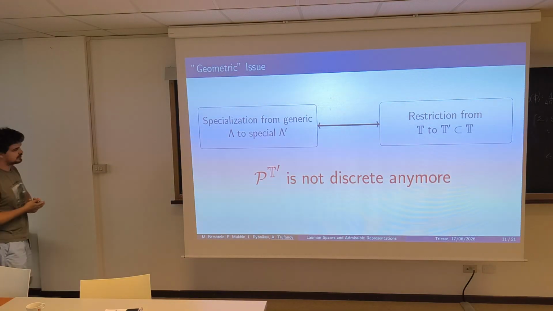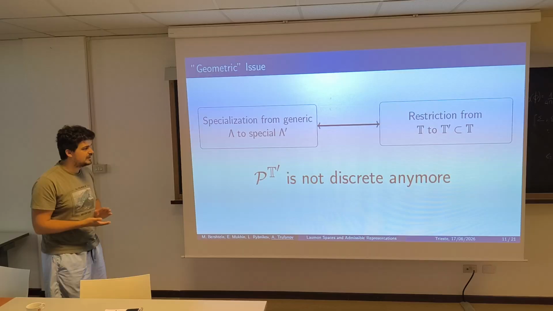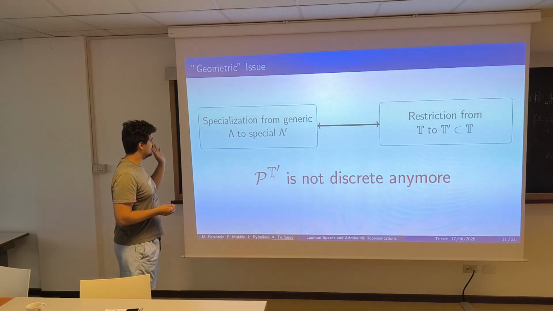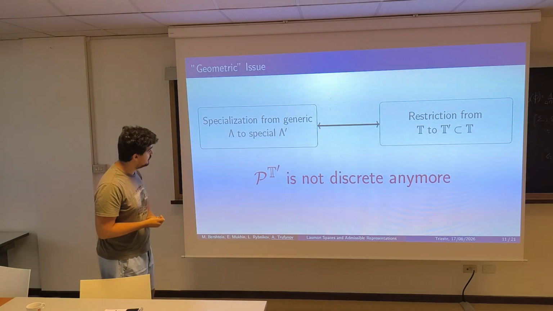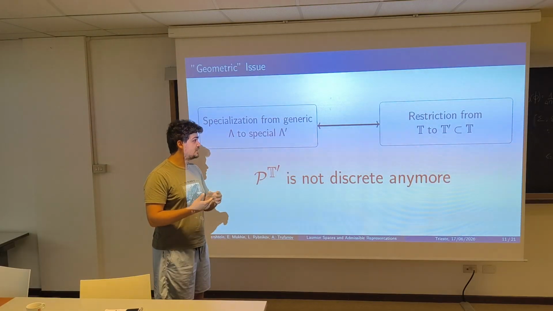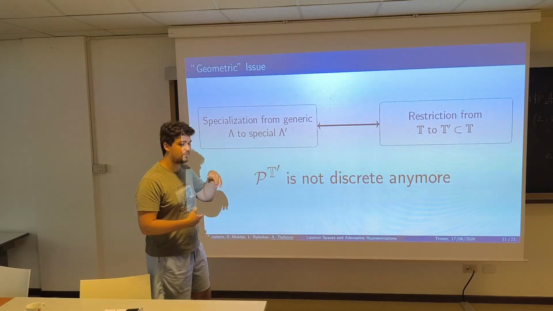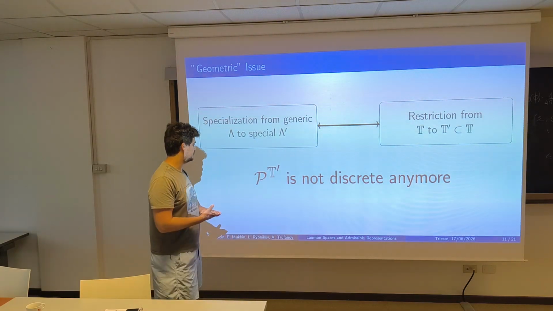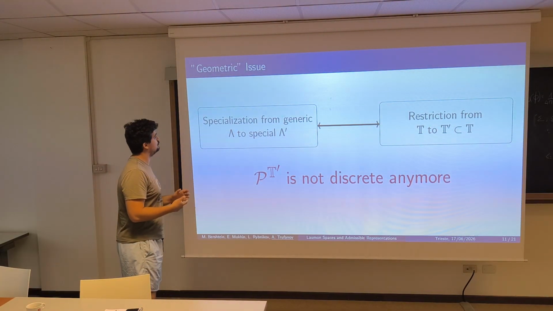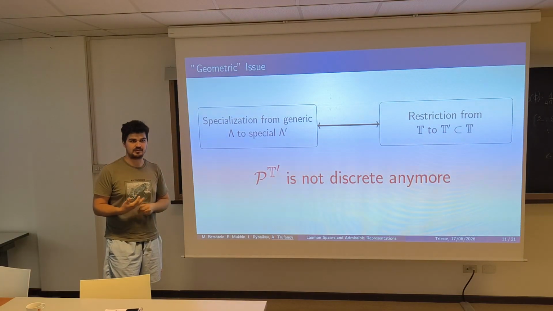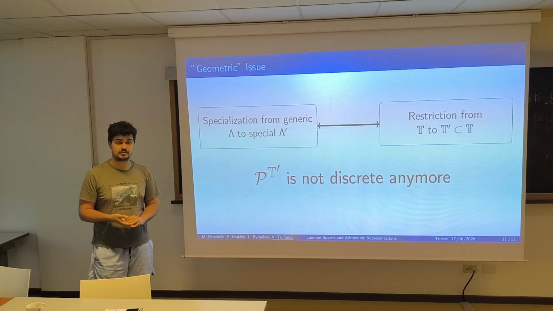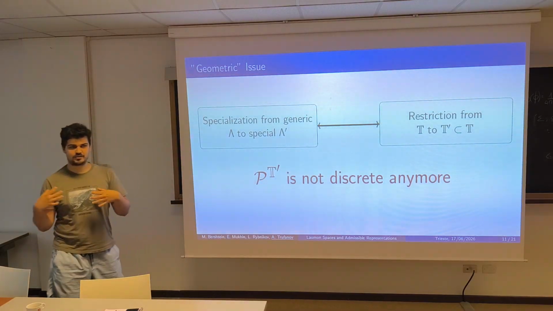So if you want to think about this from a geometric point of view, this question has some meaning. It is the following: when you specialize generic lambda to some special lambda prime, it corresponds to restriction from equivariant cohomology with respect to T to T prime, the smaller torus, satisfying some conditions. And the issue why my previous formulas did not work anymore, from a geometric point of view, is just that the fixed point set of T prime is not discrete anymore. So you have now more difficult structural fixed point sets.